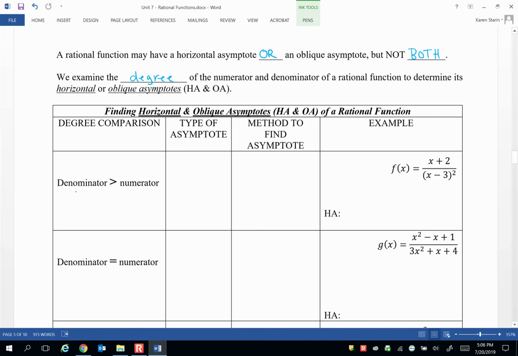When the degree of the denominator is greater than the degree of the numerator, we will have a horizontal asymptote. We don't really have to do anything. That horizontal asymptote is y equals 0. There is no work to do.